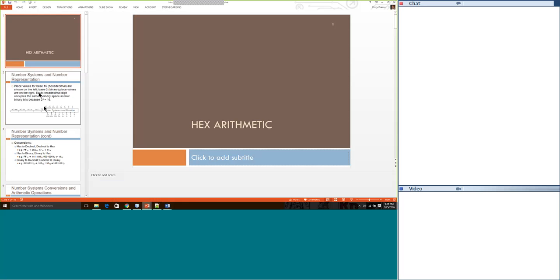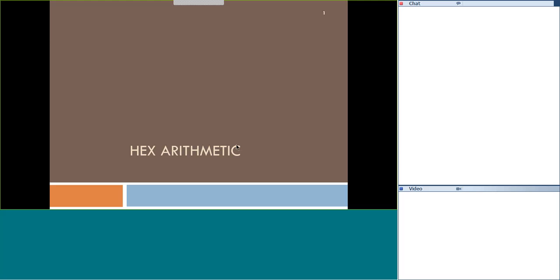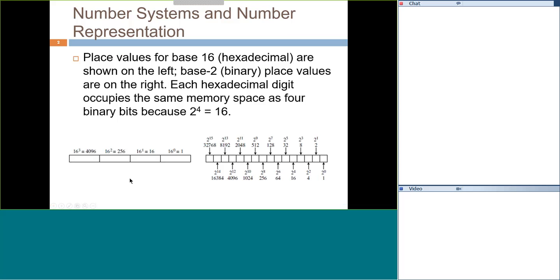Hex arithmetic. We can think of place values for base 16 on the left-hand side here. So let's think of our Unicode characters, for instance, where we have 4 hexadecimal characters. They can all be placed right in each one of these boxes. Each one of these boxes represents a power of 16, or for base 16 or hexadecimal.